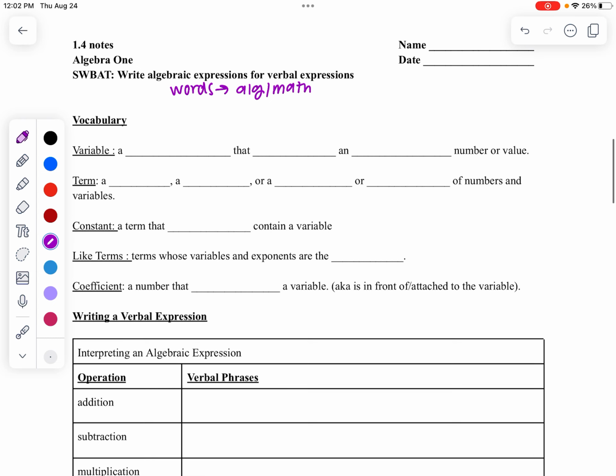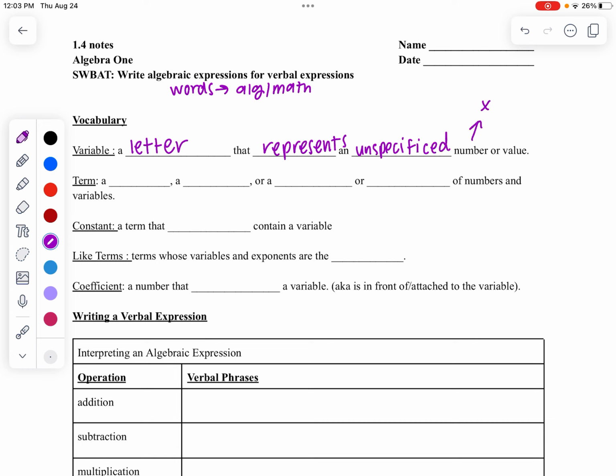And so to do this, we're first going to talk about some vocabulary words that you need to be able to do this. So first, we're going to talk about what does the word variable mean. So maybe you can kind of guess what you think it means, but I'm going to tell you what I want you to put in these words. It is a letter that represents an unspecified number or value. So for example, a lot of times we use X.